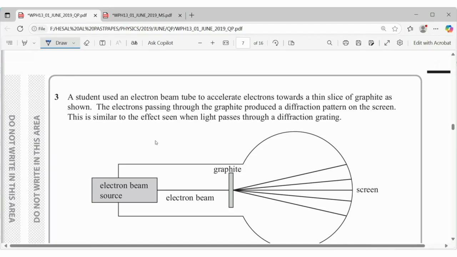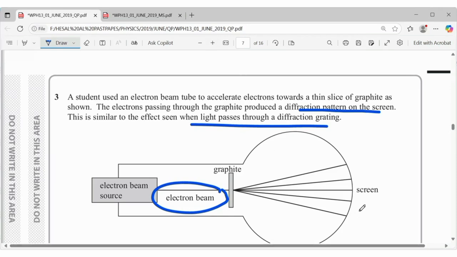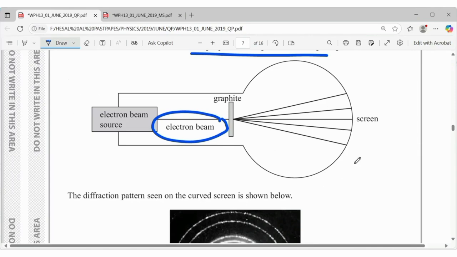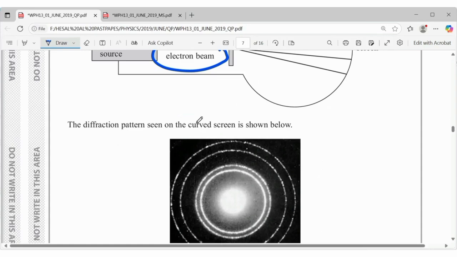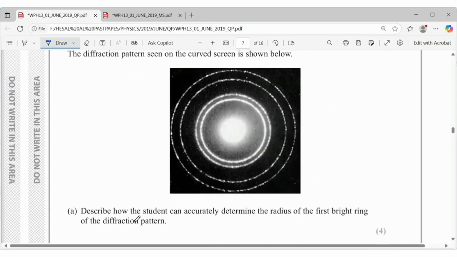They say the electrons passing through the graphite produce a diffraction pattern. Here we use an electron beam, and the diffraction pattern seen is similar to the effect of light passing through a diffraction grating. The diffraction pattern seen on the curved screen is shown here. Describe how the student can accurately determine the radius of the first bright ring of the diffraction pattern.